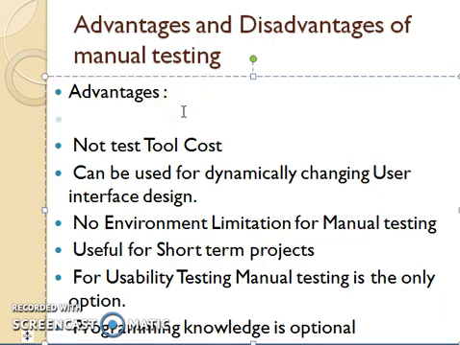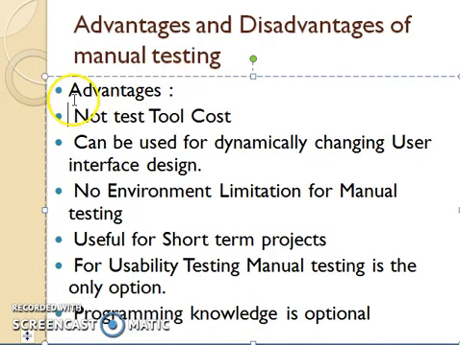So before that, first we will discuss the advantages and disadvantages of manual testing. Testing means to check the software or any product, whether it is working as per the customer requirement or not. So for that we do manual testing by writing the test cases, and automation testing. That we will discuss in the next slide. So first we will discuss manual testing. Manual testing has some advantages and disadvantages.